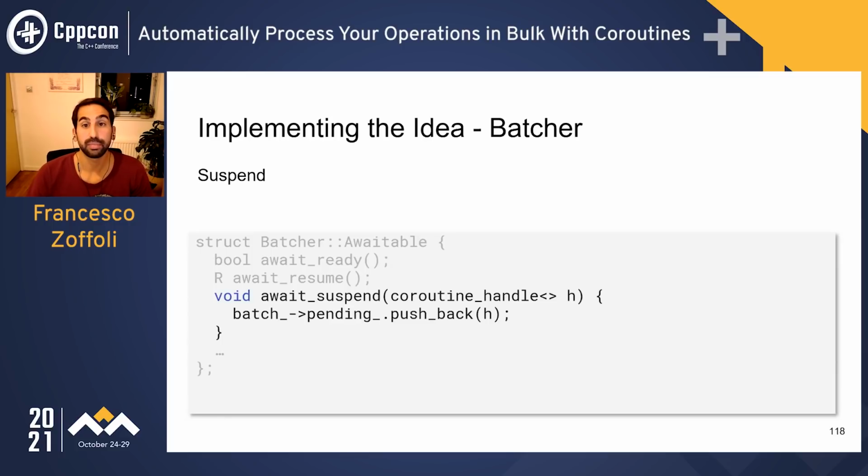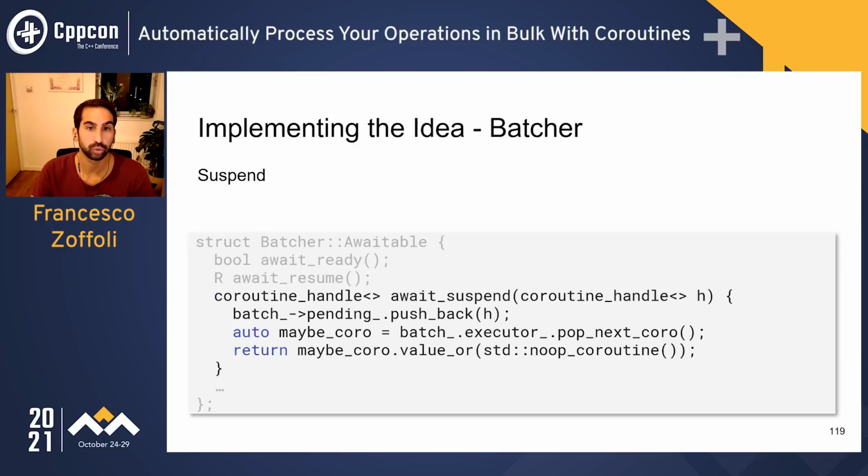But this can be made more efficient. When the coroutine is suspended, it can actually provide back to the compiler the next coroutine to execute. And the compiler will resume this coroutine automatically, doing a tail call. The next coroutine is provided by returning it. So leveraging this idea, we can change our function to actually use symmetric transfer.